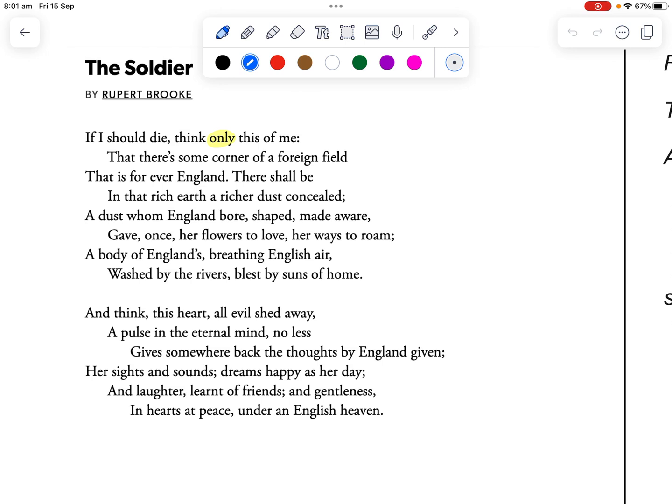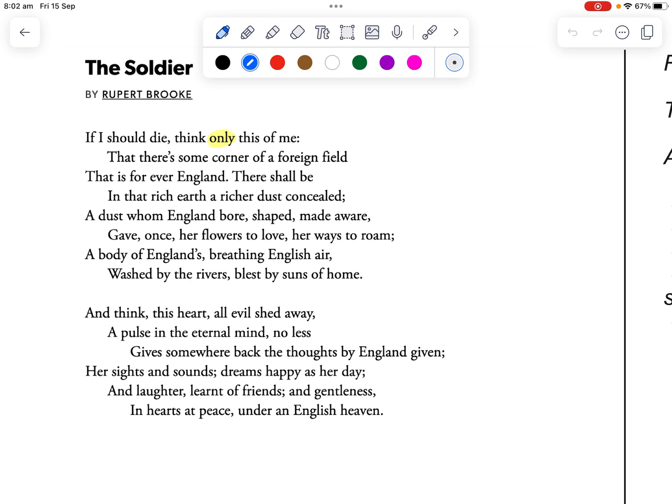If I should die, think only this of me, that there's some corner of a foreign field that is forever England. There shall be in that rich earth a richer dust concealed, a dust whom England bore, shaped and made aware, gave once her flowers to love, her ways to roam, a body of England's breathing English air, washed by the rivers, blessed by the sons of home. Or think this heart all evil shed away, a pulse in the eternal mind, no less. Give somewhere back the thoughts by England given, her sights and sounds, dreams happy as a day, and laughter learnt to friends and gentleness, in hearts at peace under an English heaven.